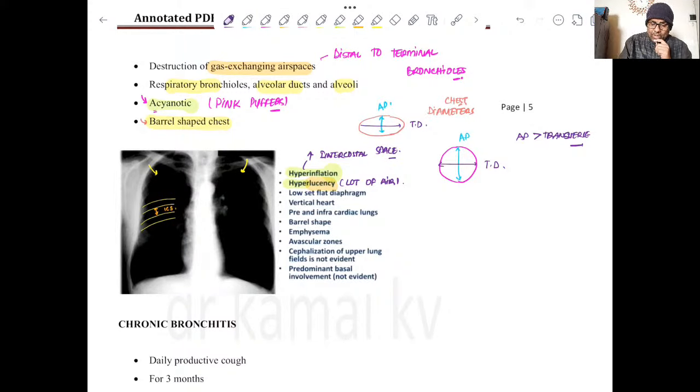Then thirdly, look at the diaphragm. This is the diaphragm here. Clear? We can give it number 3. It feels as if it has been pressed downward. So this is known as low set or flat diaphragm. And fourth and most important, look at the shape of the heart. It feels as if the heart has been pressed from both the sides. So it becomes a vertical heart, or you can say a tubular heart. Clear?